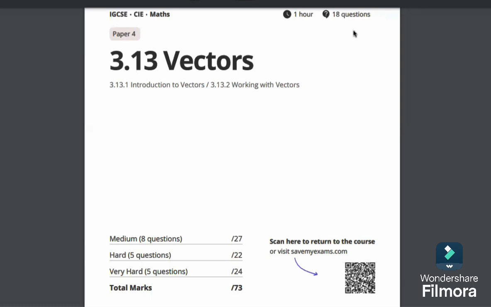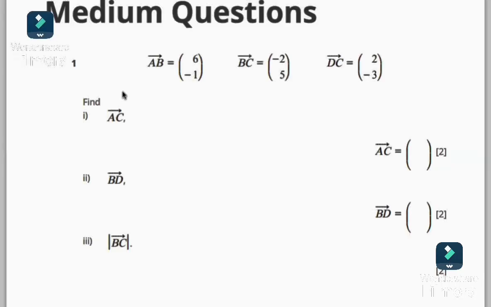Get ready to solve problems that involve collinearity, ratios, and advanced applications step by step. If you're aiming to master IGCSE or CBSE vectors, this is the video for you. Let's find the medium questions.